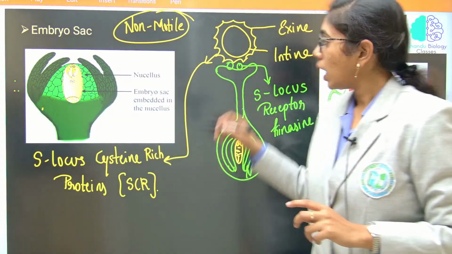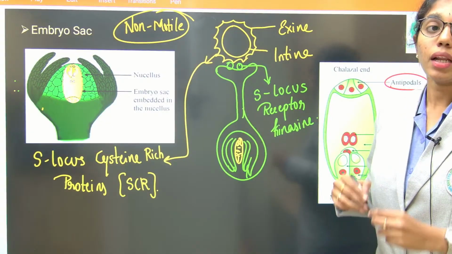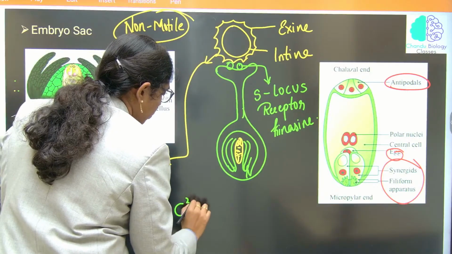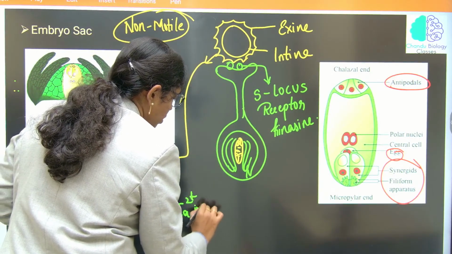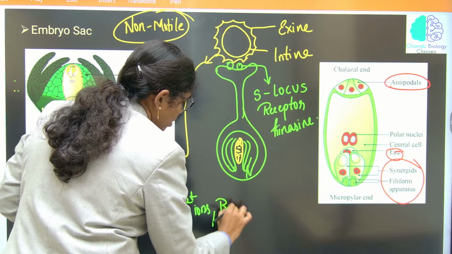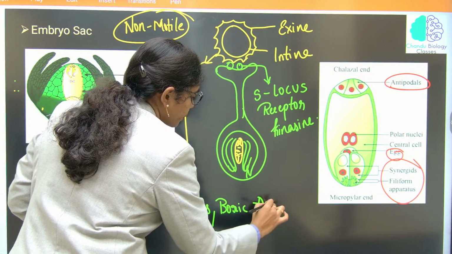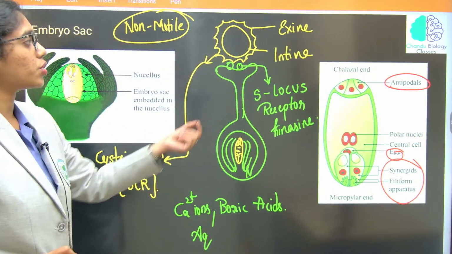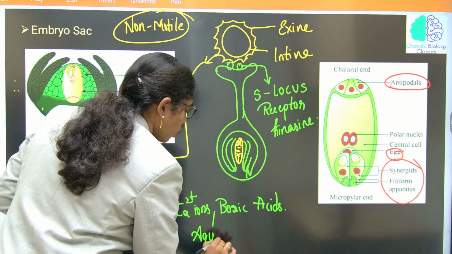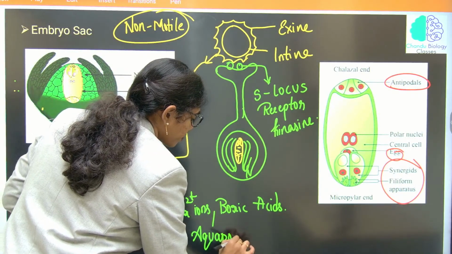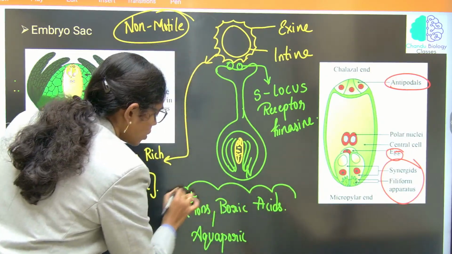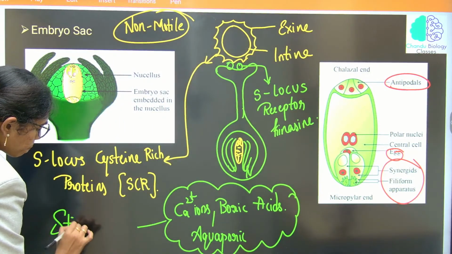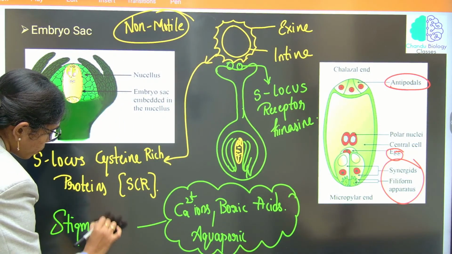And at this chemical dialogue between pollen grain and stigma surface, calcium ions are richly present. Calcium ions, boric acid, okay, aquaporins, which lead to hydration and entry of the pollen tube over the stigma papillae. These are present over the stigma papillae. That's when a charged particle is present.